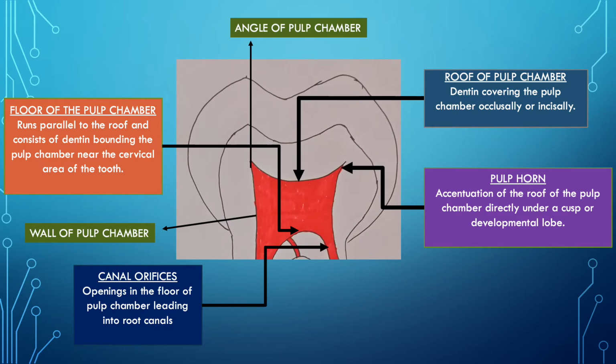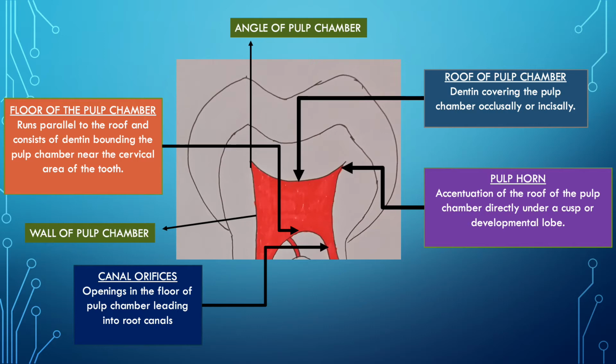Okay. The walls of the pulp chamber derive their name from the corresponding walls of the tooth surface, such as the buccal wall of the pulp chamber coming from the buccal surface of the tooth structure. And the angles of the pulp chamber derive their name from the walls forming the angle, such as the mesiobuccal angle of the pulp chamber. So we can see that there are different parts of the pulp chamber.